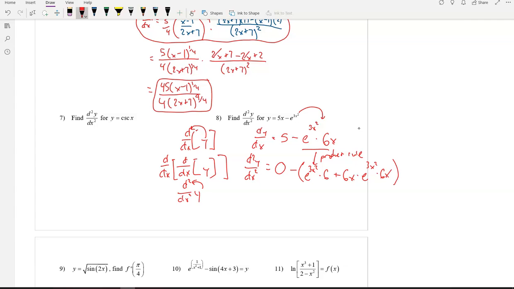Okay, and so again, there's our second derivative. You could stop there. If you really want to simplify it, you can. So let's see here. I can factor out a negative e to the 3x squared and a 6, actually. And so we're left with 1 plus 6x squared, like that. Okay, so if you want to factor it out, you can. Not necessary though. This is a perfectly fine answer as well. All right.